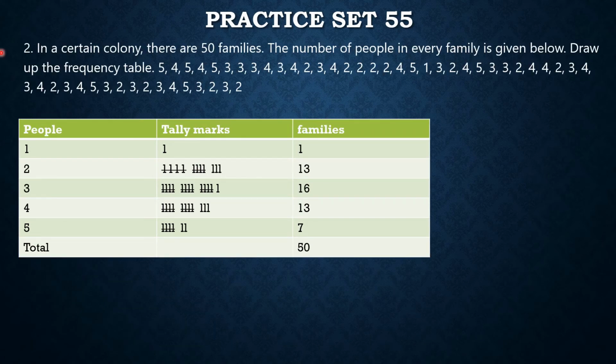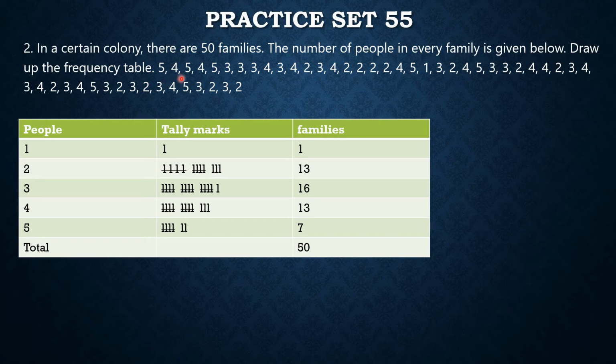Now let us see question number 2. In a certain colony, there are 50 families. So already the total N is given as 50 families. The number of people in every family is given below. Draw up a frequency table using this given data.